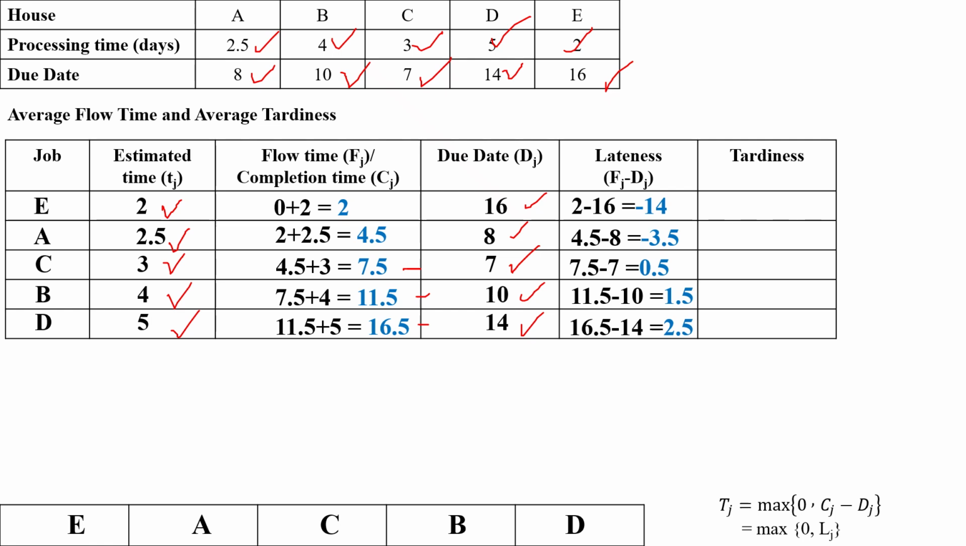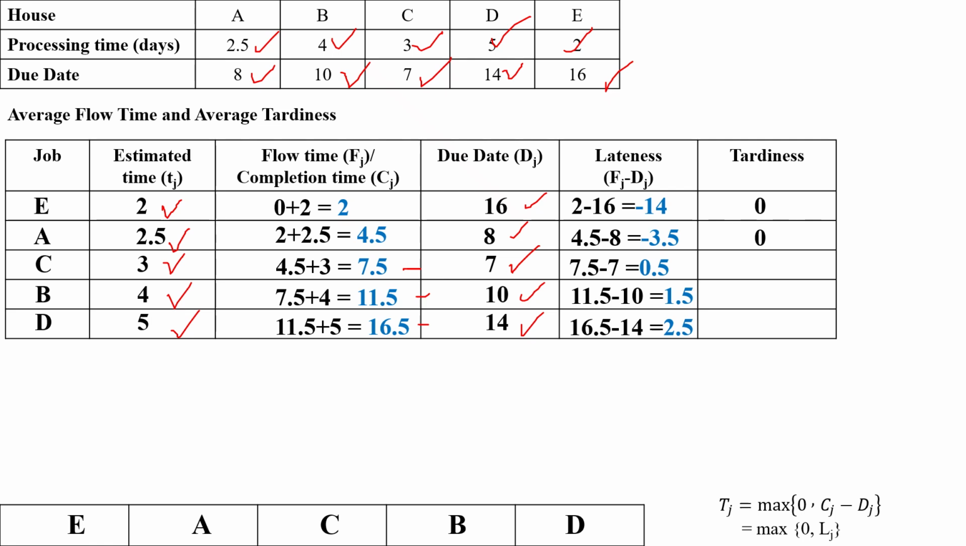So next we have to determine the tardiness value. We know the tardiness value is the positive value of the lateness. So if the lateness is negative, the respective tardiness value is considered 0. For job E, the lateness value is minus 14, so I consider the tardiness value to be 0. Next, for job A, the lateness value is minus 3.5, so for this one also the tardiness value is 0.